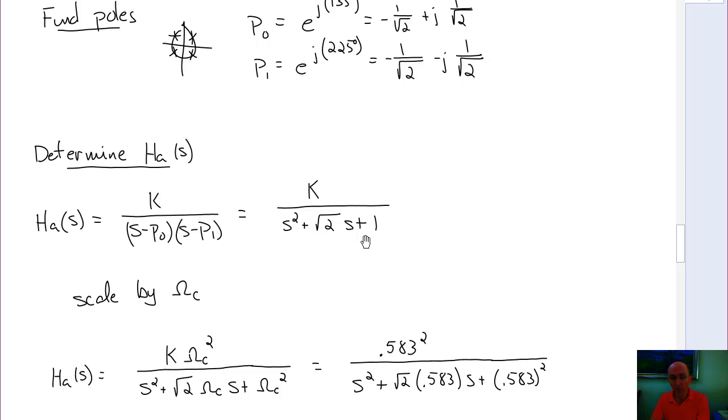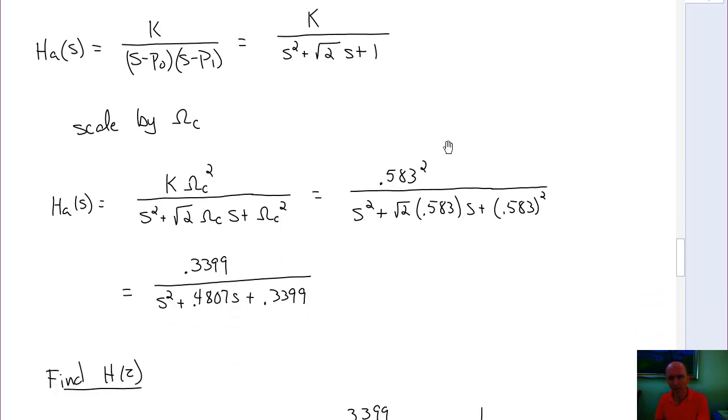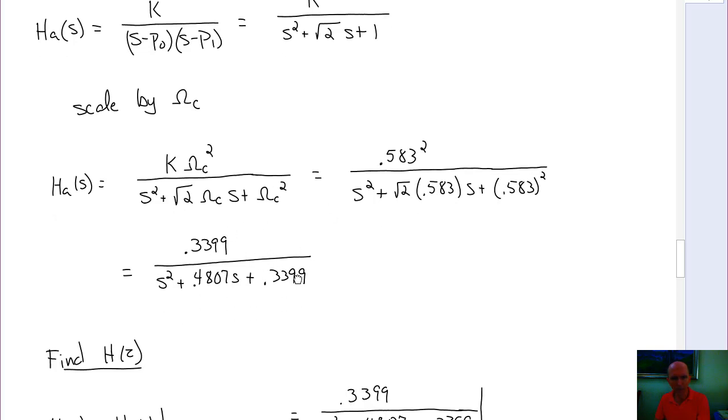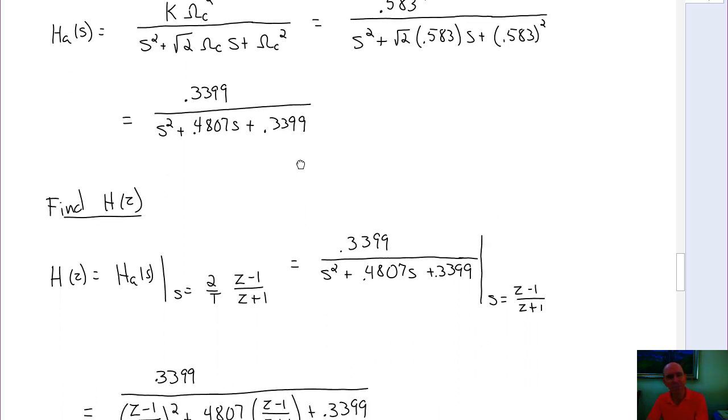Now we have to scale by omega c because omega c is not equal to 1. And this is what we get, right? Substituting, doing all the multiplications, this is what we get for our final answer for HA of S. So this would be our Butterworth analog filter.